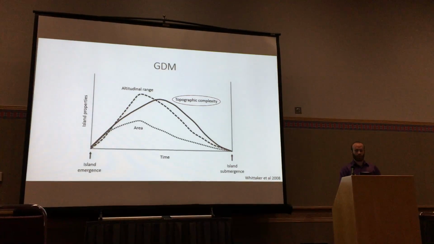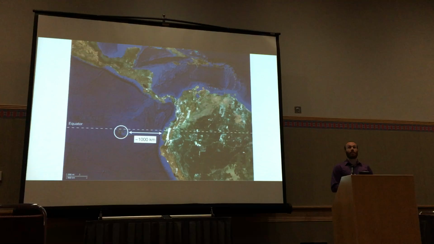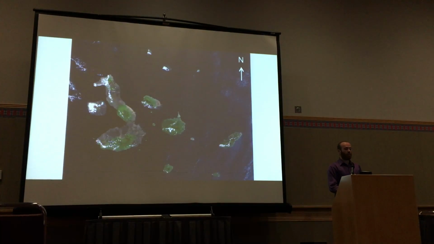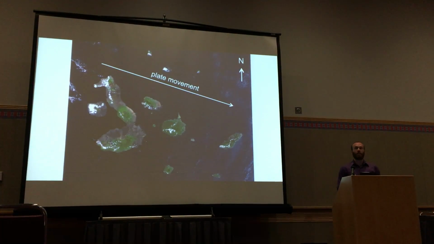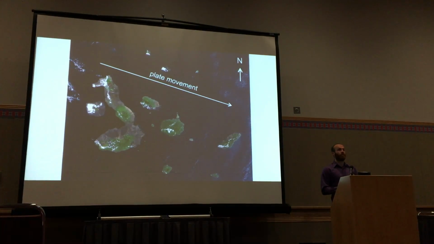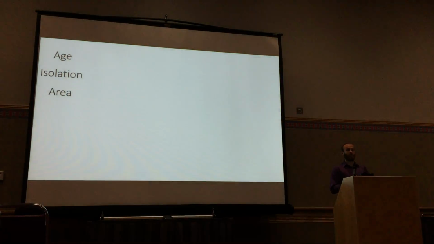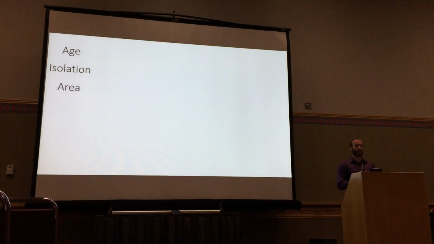All of this work is being done in the Galapagos, about 1,000 kilometers off the coast of Ecuador. When we zoom in, we see that there is a progression of age with the islands, where the southeast islands are the oldest, and the west islands are the youngest. This is important because we need to get three things first: age, isolation, and area.